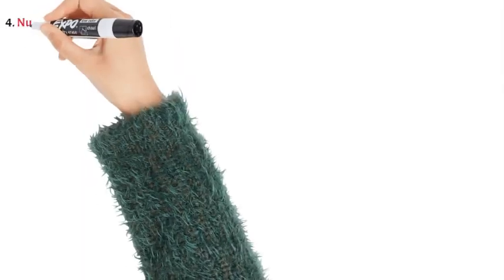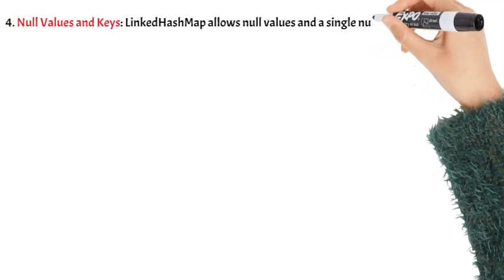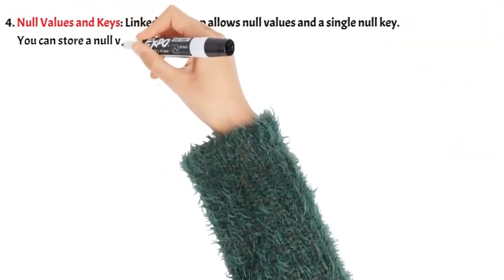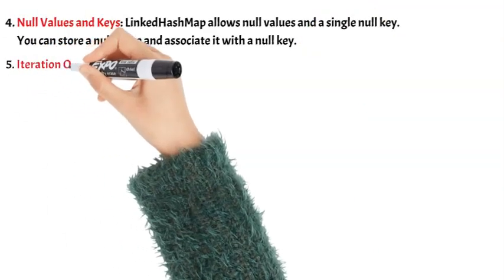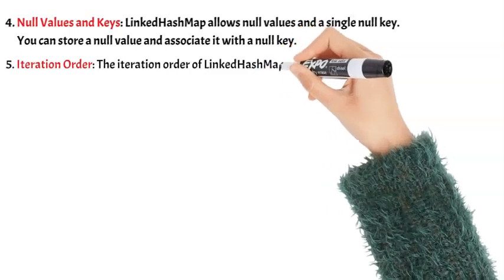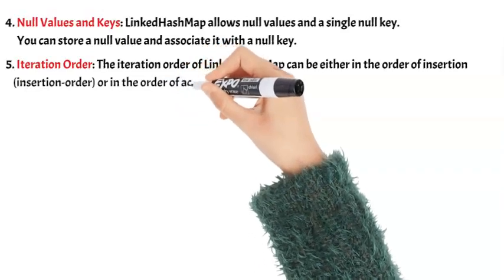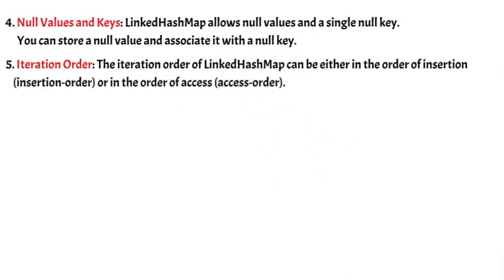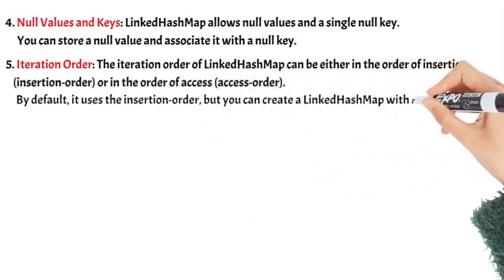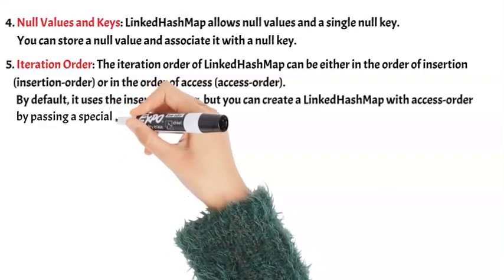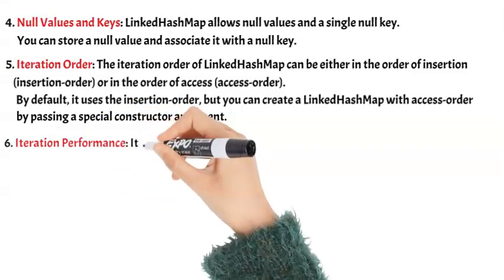4. Null values and keys. LinkedHashMap allows null values and a single null key. You can store a null value and associate it with a null key. 5. Iteration order. The iteration order of LinkedHashMap can be either in the order of insertion or in the order of access. By default, it uses the insertion order, but you can create a LinkedHashMap with access order by passing a special constructor argument.